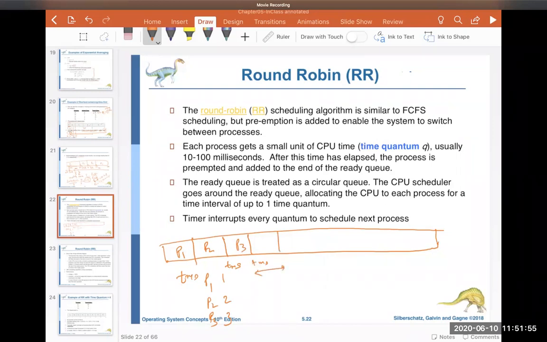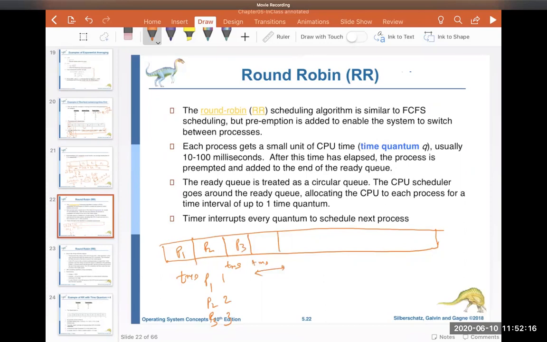So the time quantum is the key, and this is an optimization parameter. We have to fix how much time quantum is good for a particular type of operating system, for a particular type of jobs, so that there is a minimum number of context switches happening.